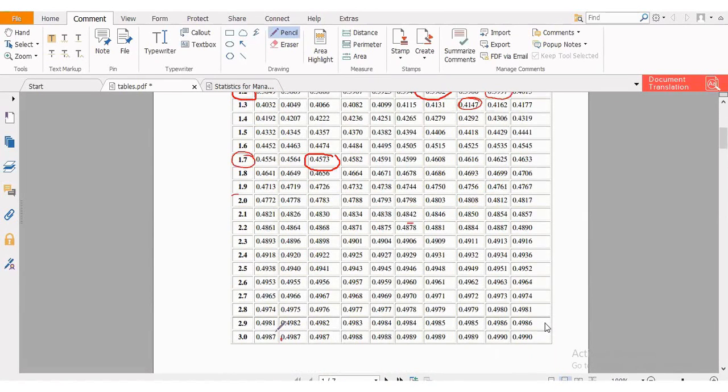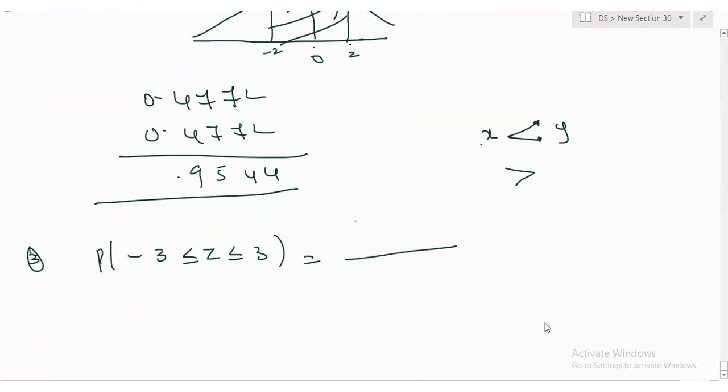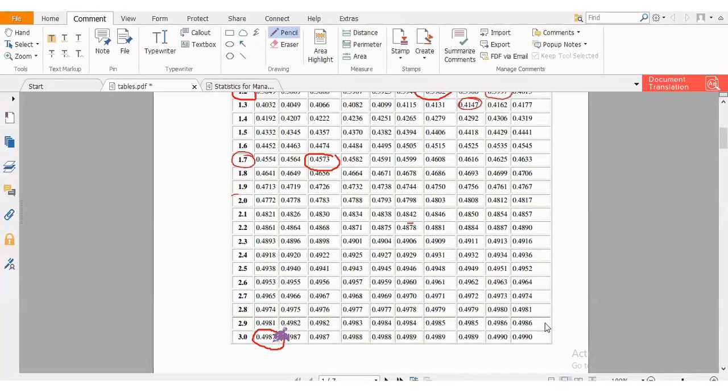So how much is this value? This one? 0.4987. If you simplify this, how much are we going to get? 99.27. You guys clear? When you simplify, you are going to get 99.27. Means what? Add this 2 times. Clear or not? Online, are you able to follow?